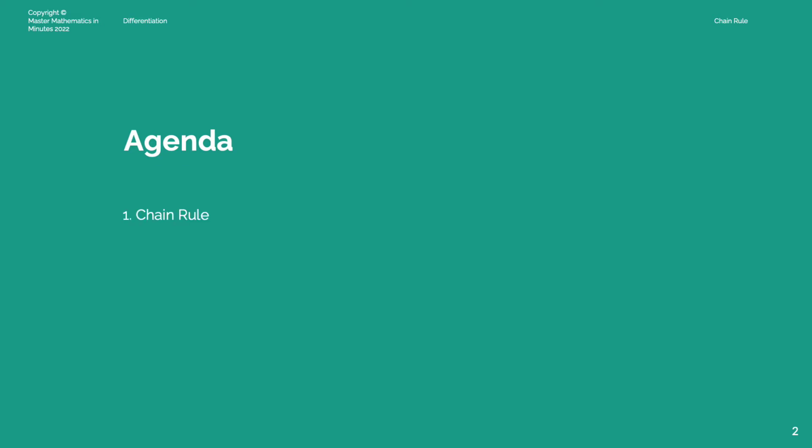Today's topic is the chain rule of differentiation, and we'll cover a couple examples on how to differentiate polynomial functions. And we'll conclude the topic with a summary.